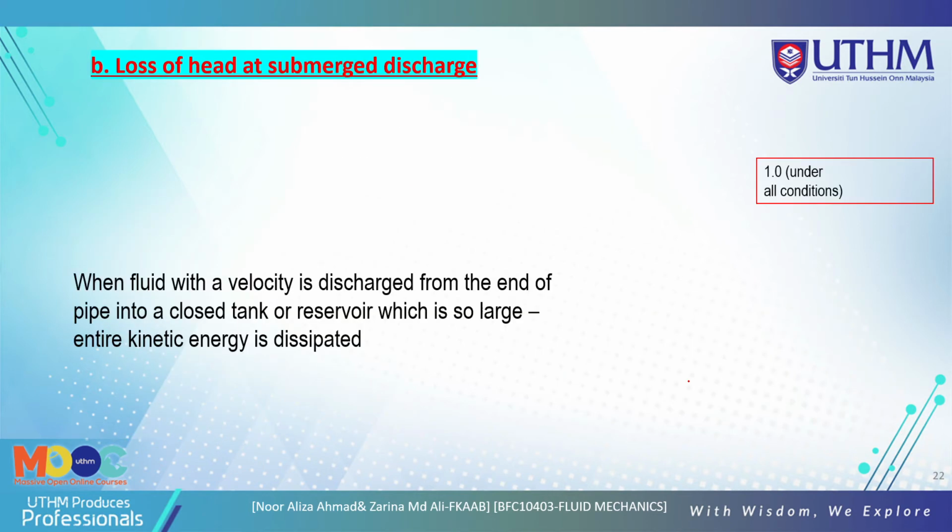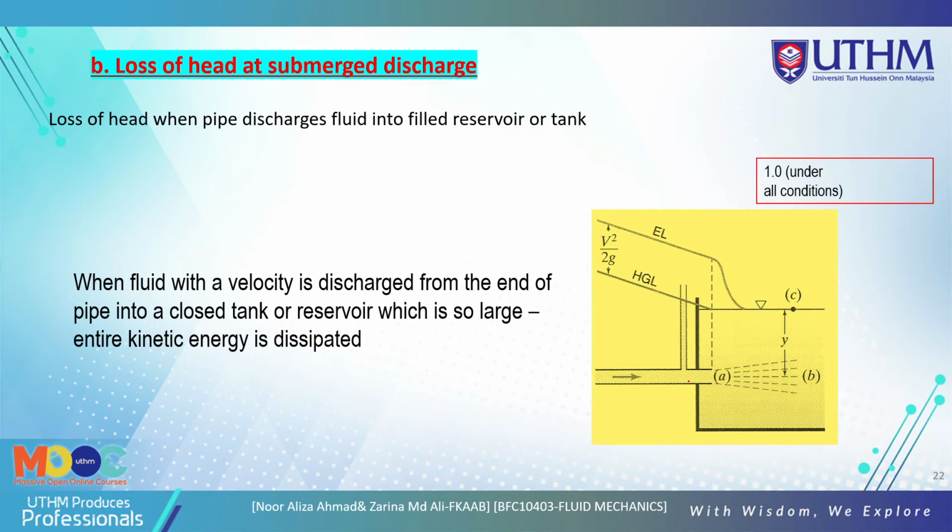Okay. So now we look at the loss of head at submerged discharge. Loss of head when pipe discharges fluid into a filled reservoir or tank. So we use this formula: HD, head loss due to discharge, is KD V squared over 2G. When fluid with a velocity is discharged from the end of the pipe into a closed tank or reservoir which is so large, the entire kinetic energy is dissipated. So the coefficient of discharge KD is 1. So we assume it as 1.